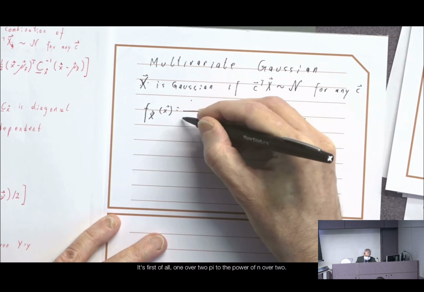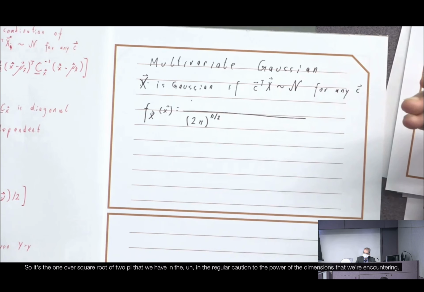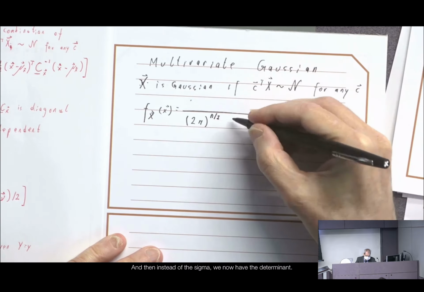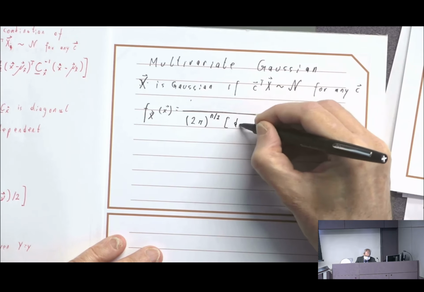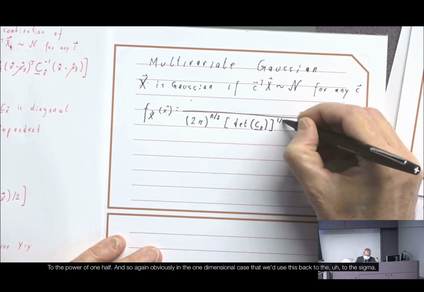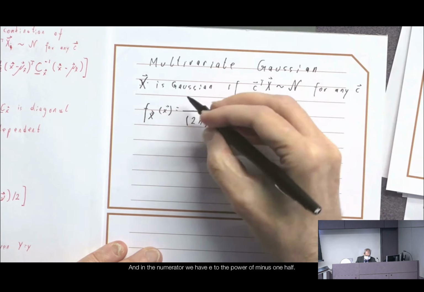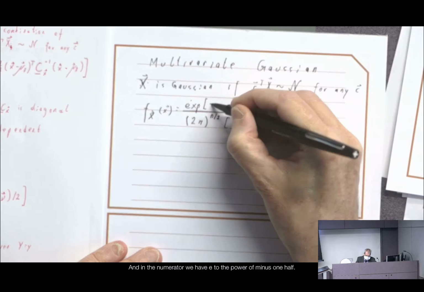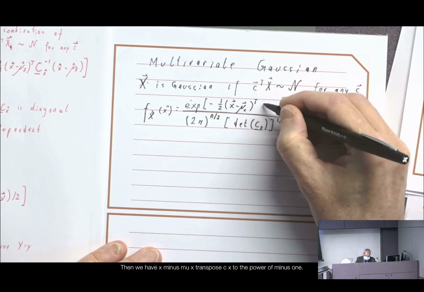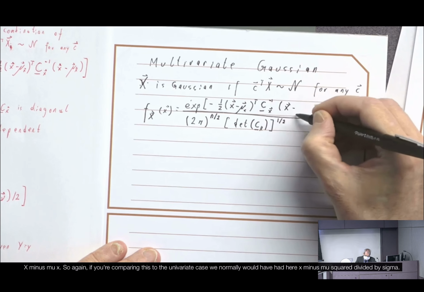the following expression. It's, first of all, 1 over 2 pi to the power of n over 2. So it's the 1 over square root of 2 pi that we have in the regular Gaussian to the power of the dimensions that we're encountering. And then instead of the sigma, we now have the determinant of the covariance matrix to the power of 1/2. And so again, obviously, in the one-dimensional case, that reduces back to the sigma. And in the numerator, we have e to the power of minus 1/2 times (x minus mu x) transpose Cx to the power of minus 1 times (x minus mu x).